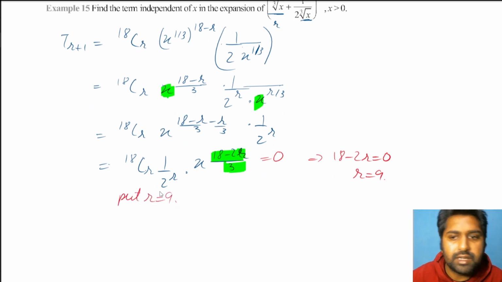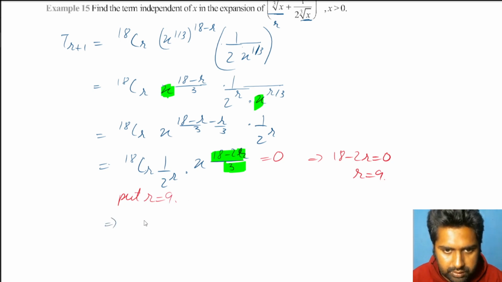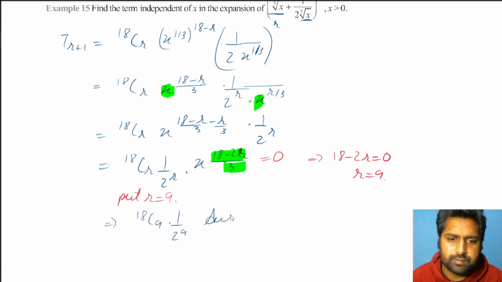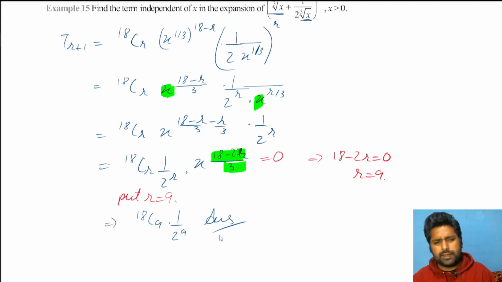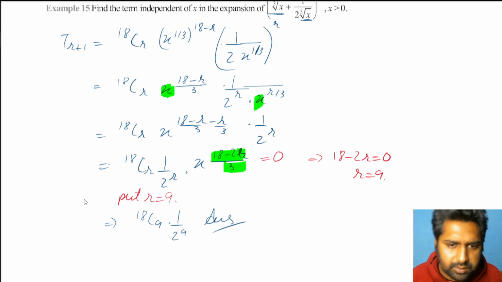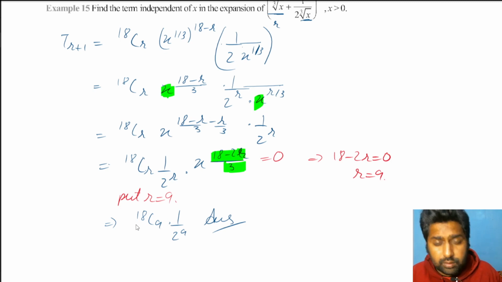First I have to get the value of r for which the power of x becomes 0. So if we put r as 9, we get 18C9, 1 by 2 raised to power 9. That's your answer. Not getting the exact value because it depends, the question may give you the answer in terms of C also. Of course, they are not going to give you a question for such a long calculation in objective anyway.